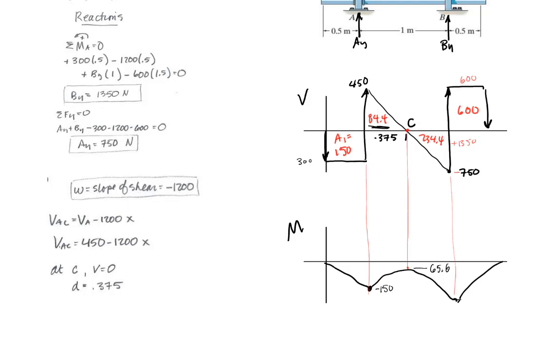Then I know that this distance here, or that area here, is 600, so I know just by inspection that it goes down to negative 600. And now we have a shape of the moment graph.